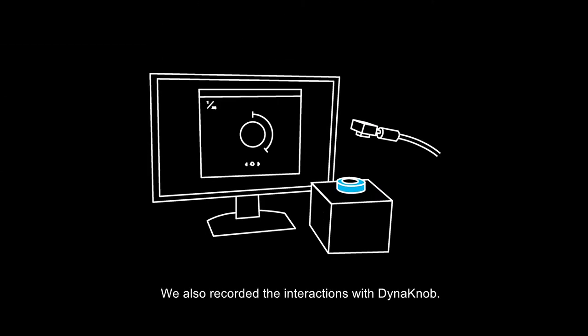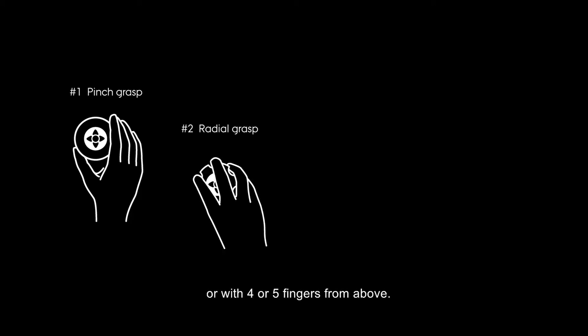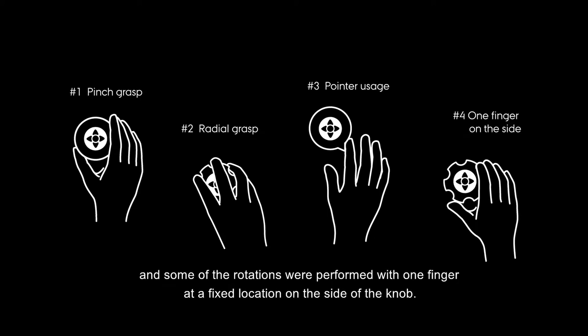We also recorded the interactions with DynaKnob. Based on the video analysis, we identified 4 interaction techniques that were frequently used by participants. Participants often rotated DynaKnob with 2 or 3 fingers grasped from the side, or with 4 or 5 fingers from above. The triangular protrusion of the pointer knob shape was used as a handle, and some of the rotations were performed with 1 finger at a fixed location on the side of the knob.